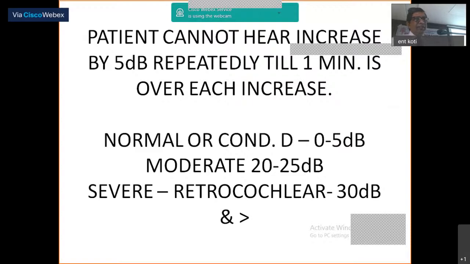Patient cannot hear, increased by 5 decibels, either till 1 minute is over or the threshold is completely over. Normal or conductive hearing loss, only up to 0 to 5, he will continue to hear for 1 minute. The moderate 20 to 25, and severe retrocochlear after 30 decibels. By the time it comes to 30 decibels, 1 minute will be over. Or it is beyond.